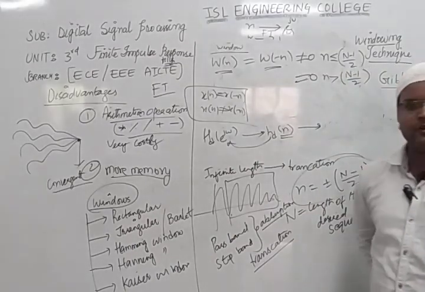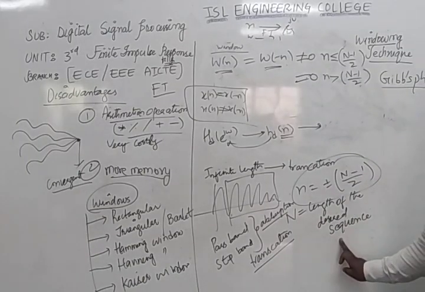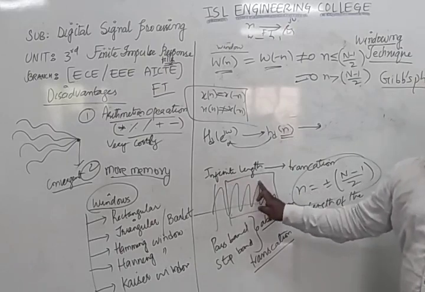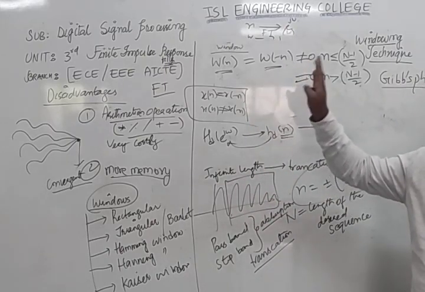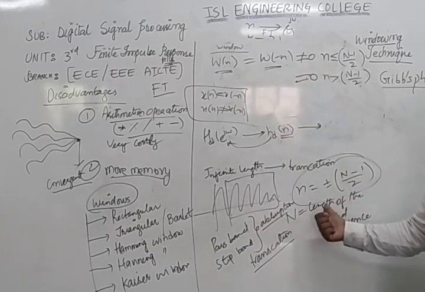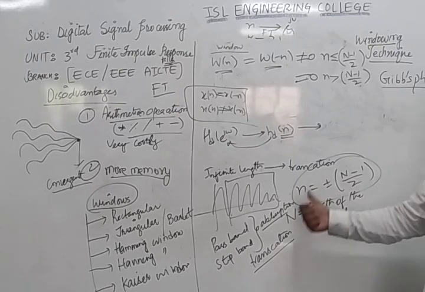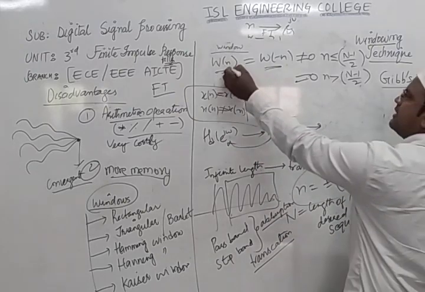In order to overcome the Gibbs phenomenon, we apply a length of the desired sequence. Why are we applying it? Because we had infinite length. We don't want infinite length, we need to make it finite, because the third unit talks about finite impulse response. So we take capital N equal to the length of the desired sequence. That N value will be substituted in this small n. How do we decide small n? By taking these windowing techniques.